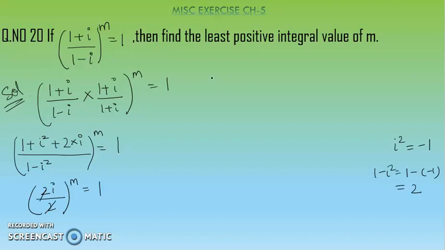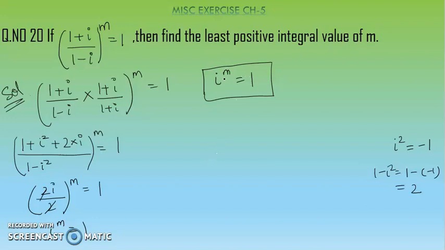So now I am left with i raised to the power m is equal to 1. How to solve this? i raised to the power m is equal to 1. So this is very important. Until here we have got. Now it is saying you have to find the least positive integral value of m. Now for what value of m should I substitute here so that I will get 1, students?